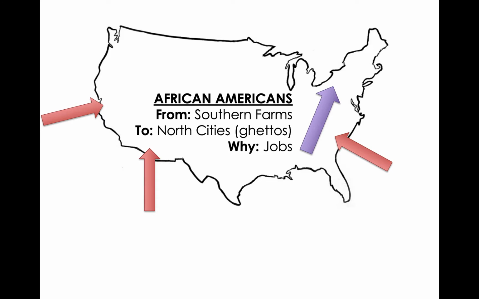All right. So from southern farms to northern cities. And often this is what becomes what we now refer to as ghettos. Why? Jobs, economic opportunity. But they're still relegated largely to the lower paying, lower wage jobs, forced into particular neighborhoods, often neighborhoods that are not well maintained, and this is what will become ghettos.